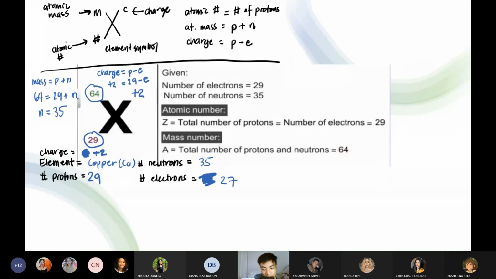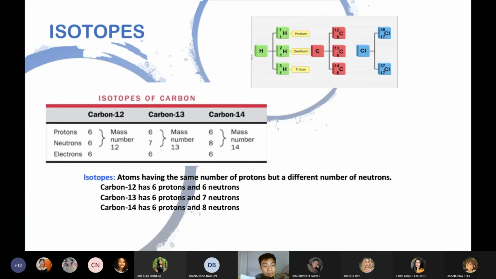Paano nagkaroon ng decimal? Because, ganito kasi, yung isang element, may different versions yan. Okay? So, hindi yung ating element, hindi yan nag-exist as one form lang. It exists as many forms. No? We call them isotopes.